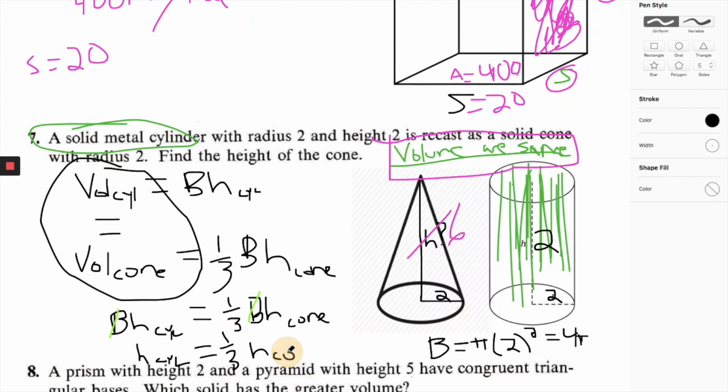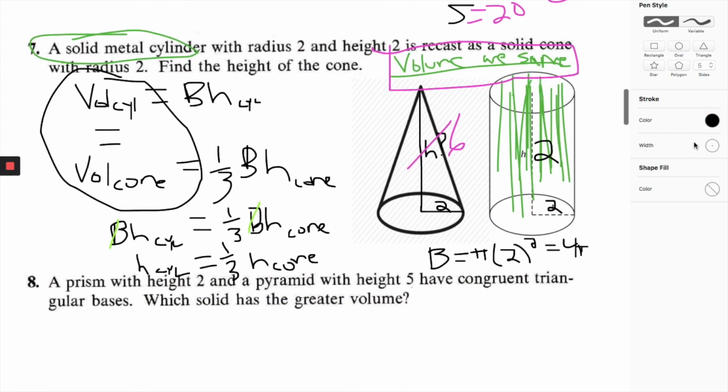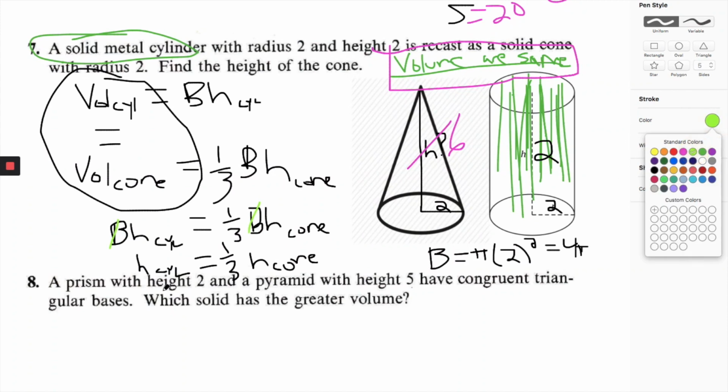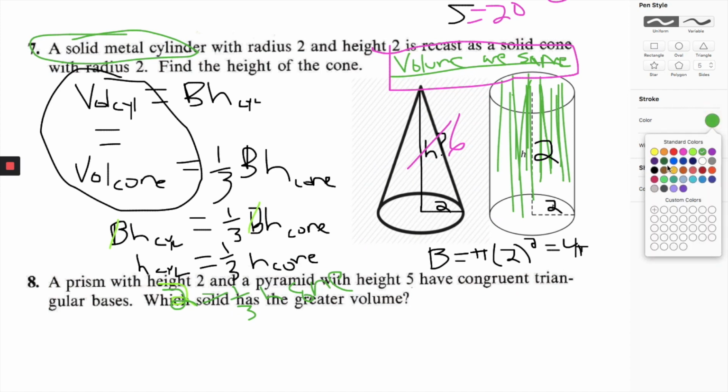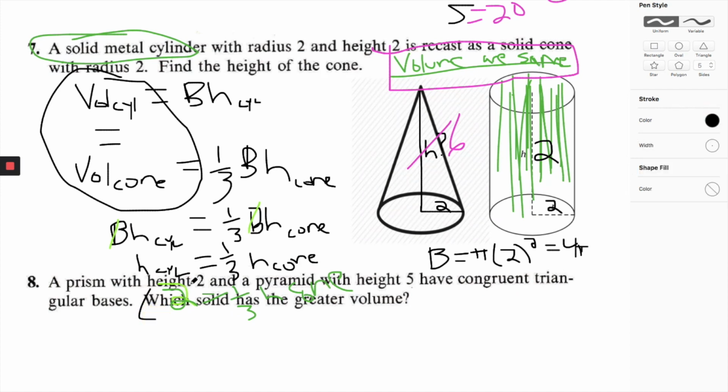And if we knew the height of the cylinder, it's substitution time. The height of the cylinder is 2. Then 2 would equal 1/3 the height of the cone, and we can see very quickly that we have to multiply the 1/3 by 6 to get 2. But we can also do it the old-fashioned way. We can multiply both sides by the reciprocal of 1/3, which is 3, and then we see 3 times 2 is 6, and we're good to go. We got the height of the cone there.